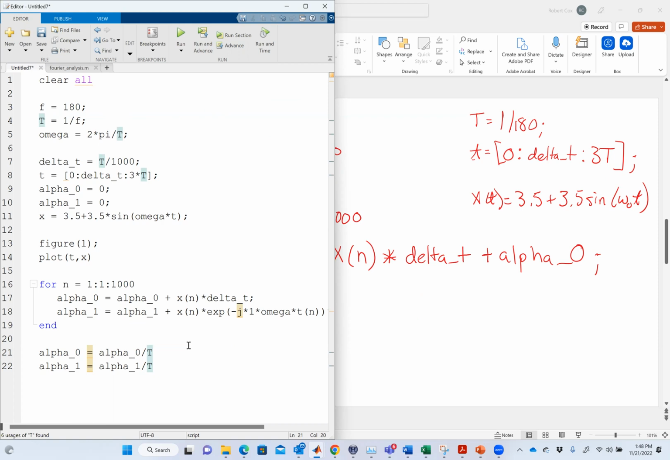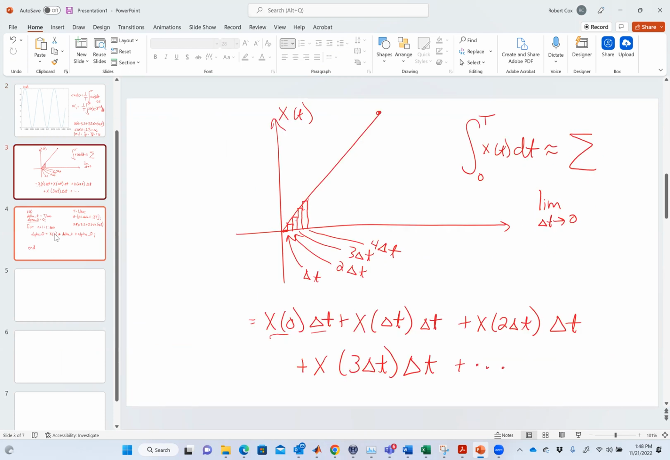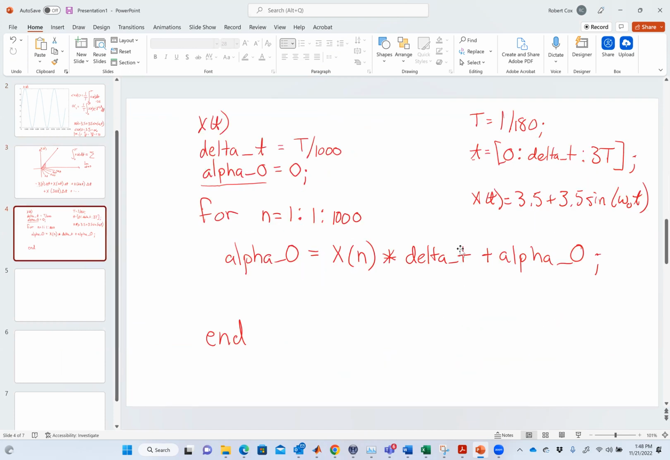Well, I'm not dividing it by the number of steps, right? Basically, what am I doing in this line here? Well, I'm trying to compute the average value, right? So the average value is 1 over T times the integral, right? So I'm bringing the 1 over T in at the end. I could have, if I wanted to, included that in this multiplication, but all right. So we all agree that the answer should be 3.5.